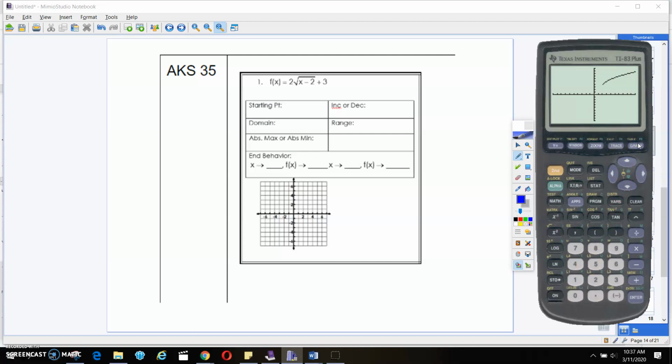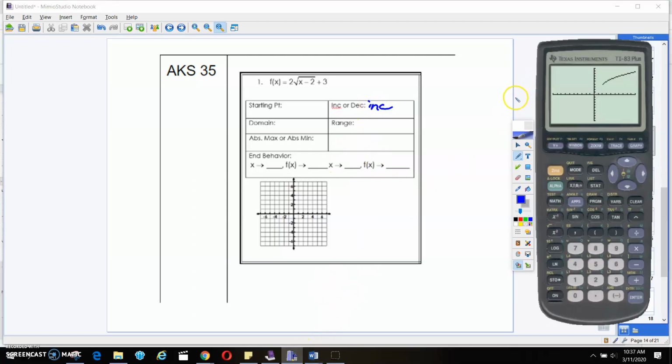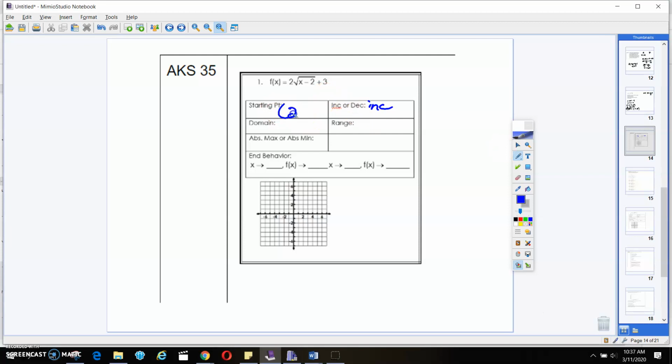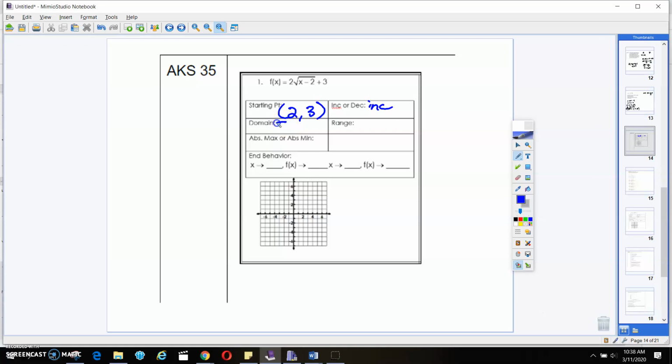When I do that, I see that I have a starting point. I see that my interval is going to be increasing, okay? And then I'm going to do my key features. But first, I'm going to go to the table. And so my table has a starting point at 2, 3. So starting point is going to be 2, 3. And for my domain, we see that it starts at 2 and then goes up. So we're going to go from 2 to positive infinity.